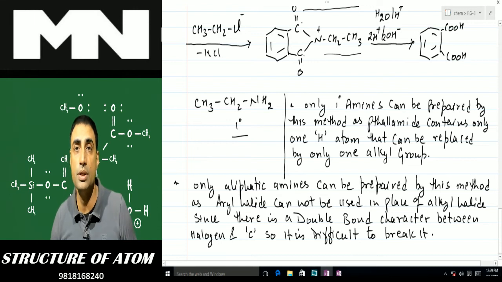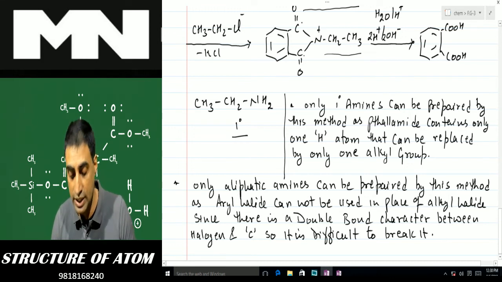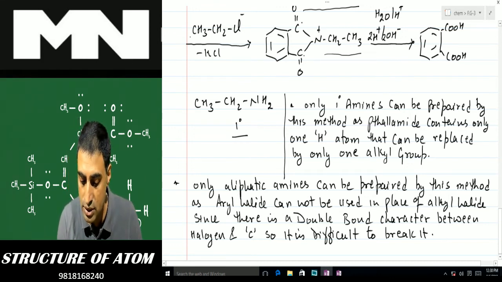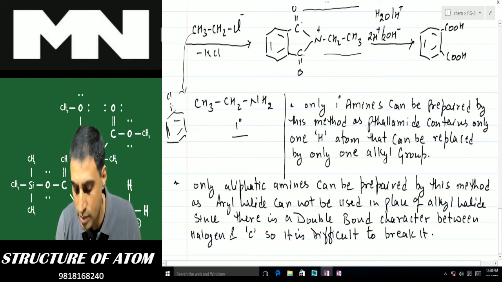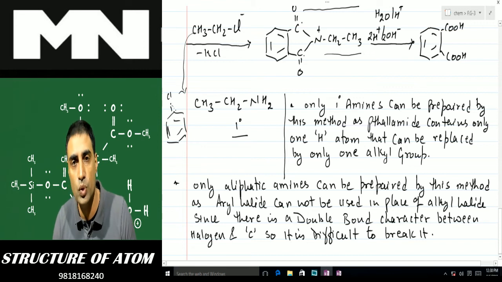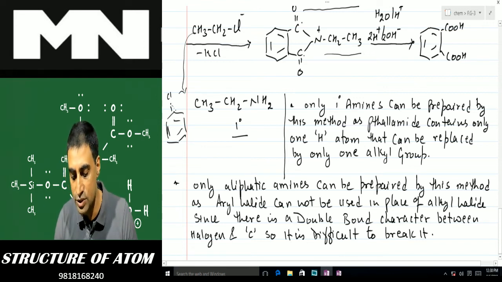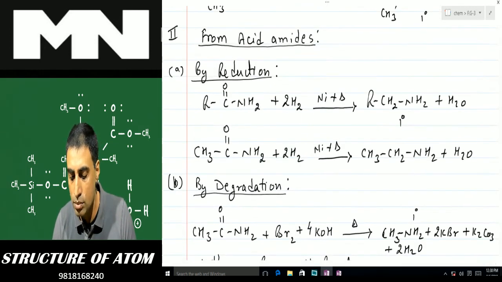So these are the 2 limitations: you can get only primary amine by this method, no secondary and tertiary, and only aliphatic amine, no aromatic. Because suppose instead of this alkyl halide, you are using aryl halide, suppose chlorobenzene. Then there is a double bond character between chlorine and carbon, and it is very difficult to break this bond. So that is not going to react. So only aliphatic amine can be prepared by this method. So this is all about the method of preparation from acetamides.